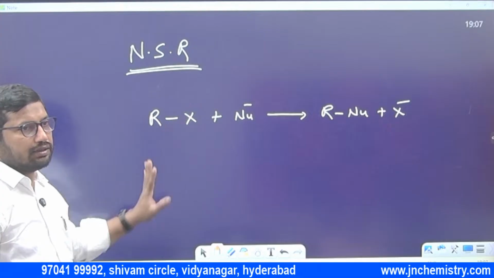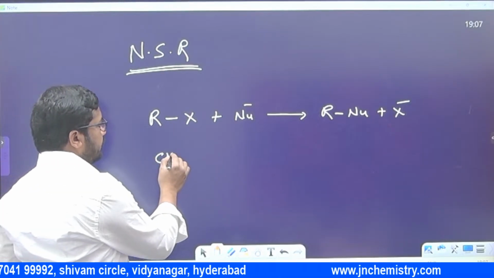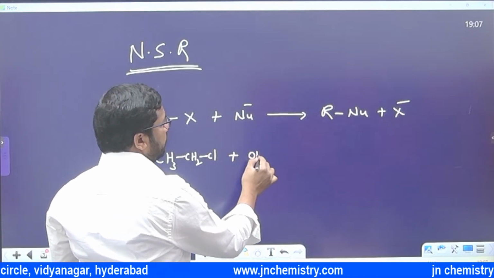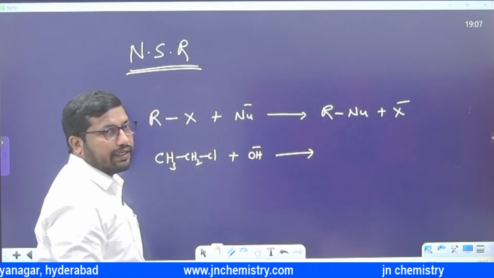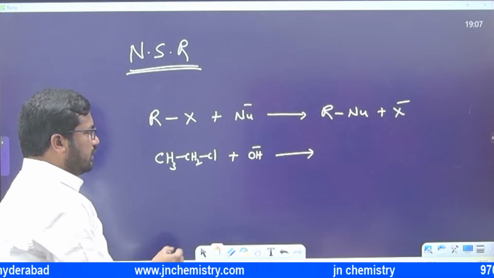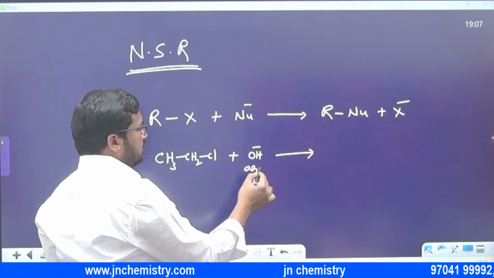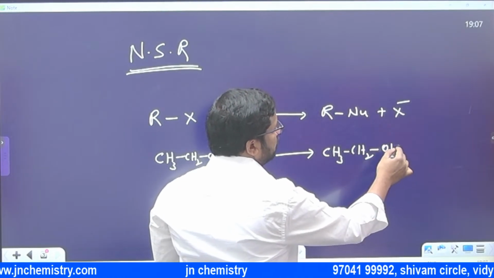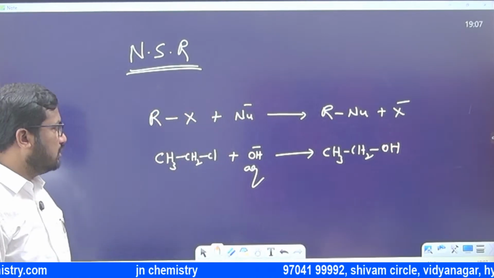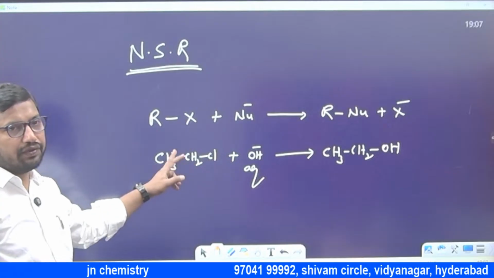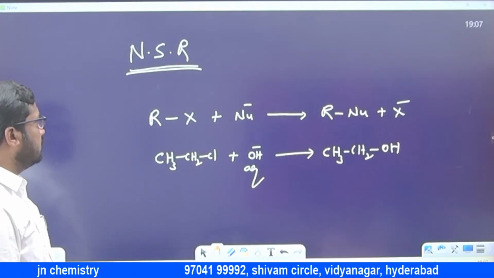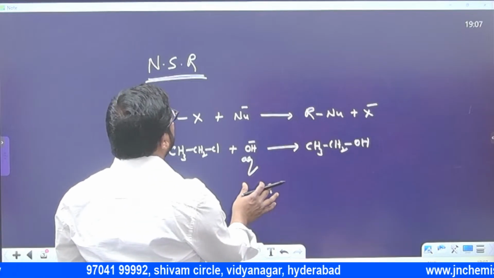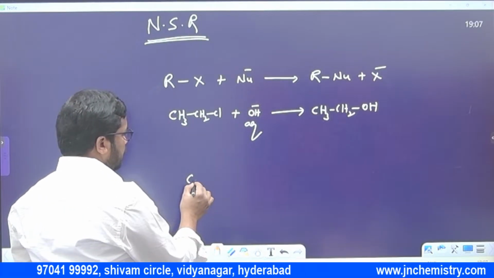Nucleophilic substitution reaction simply. Alkyl halides, for example, CH3CH2Cl with OH minus, aqueous KOH. So what exactly happens? CH3CH2OH. This acts as a nucleophile. Nucleophilic substitution reaction takes place. Here is one important reaction, Nana.